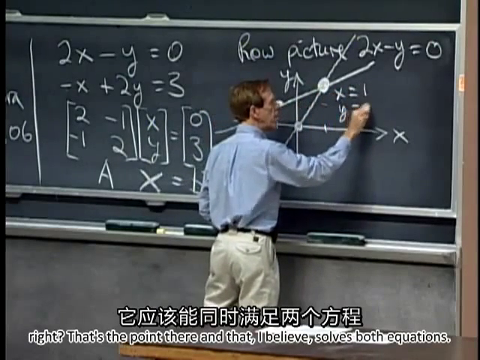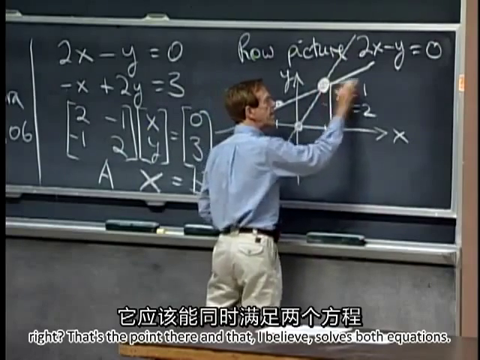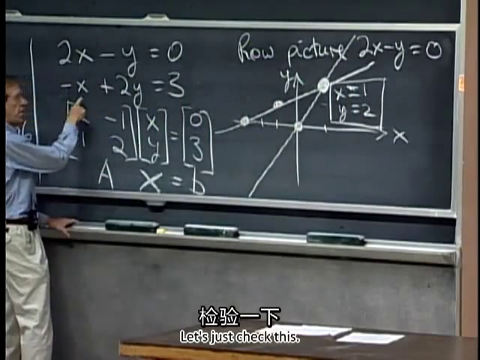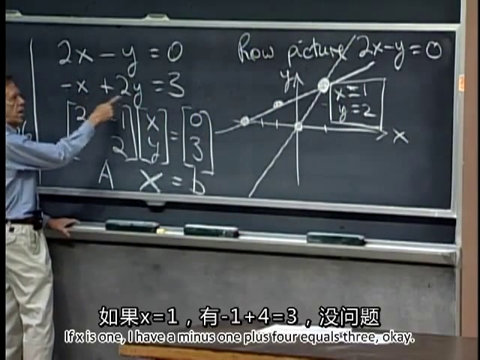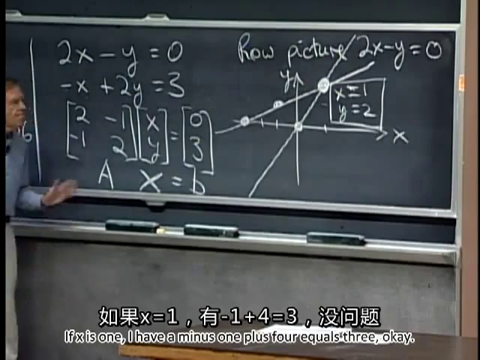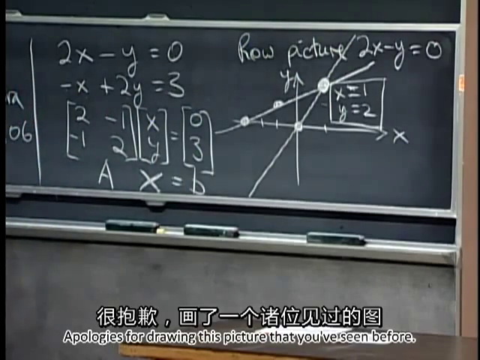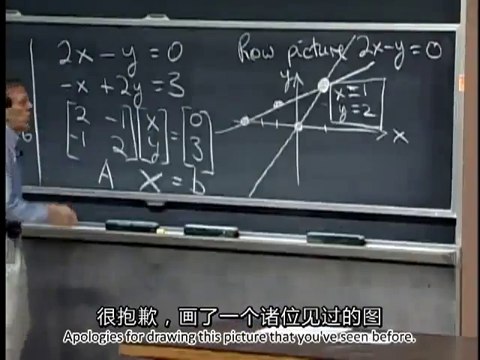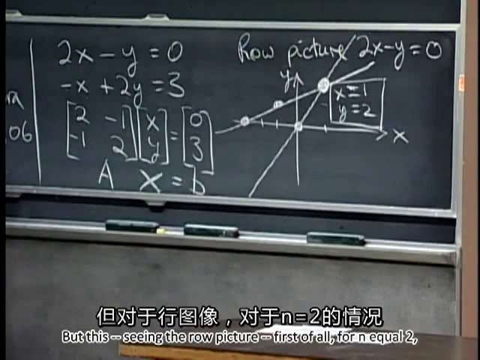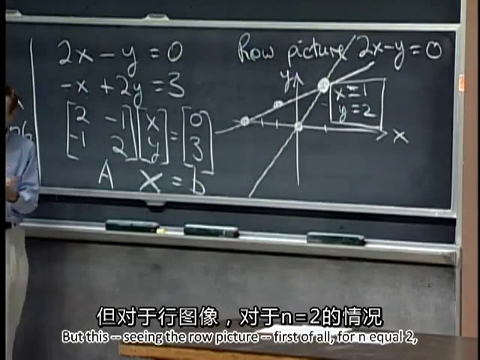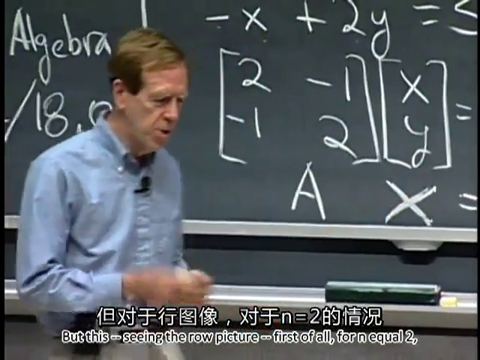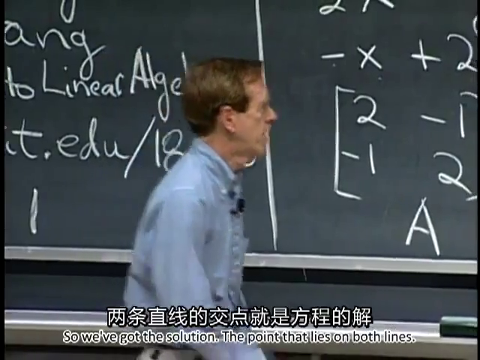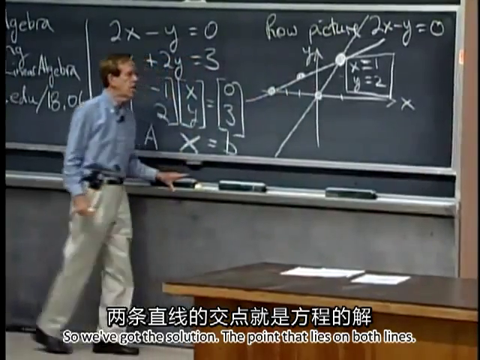Shall we just check that that point, which is the point x equal 1 and y equal 2, right? That's the point there, and that, I believe, solves both equations. Let's just check this. If x is 1, I have a minus 1 plus 4 equals 3. Okay. Apologies for drawing this picture that you've seen before. But seeing the row picture, first of all, for n equal 2, 2 equations and 2 unknowns, it's the right place to start. Okay, so we've got the solution, the point that lies on both lines.